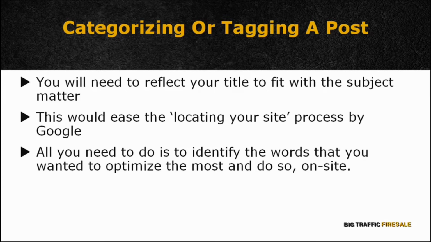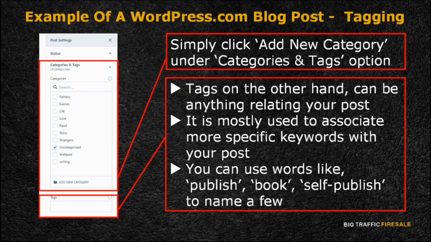This is one of the basic formulas you could easily solve within your site. All you need to do is identify the words you want to optimize the most and do so on site. Simply add new category under the Categories and Tags section. Tags, on the other hand, can be anything relating to your post. It's mostly used to associate more specific keywords with your post. You can use words like publish, book, self-publish, to name a few.